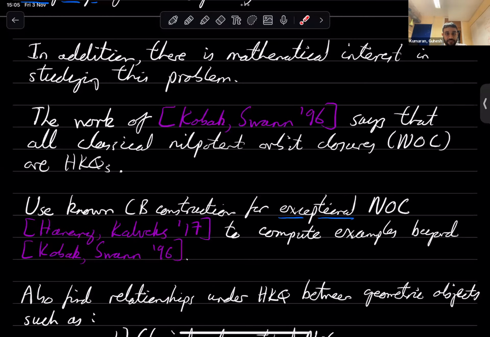In addition, there is some mathematical interest in studying this problem. There is this work of Kalveks and Swan, and what they say is that classical nilpotent orbit closures, which I'll abbreviate as NOC, are hyper-Kähler quotients. But we have known Coulomb branch constructions for exceptional nilpotent orbit closures as well, and we'll try and compute some examples beyond those in Kalveks and Swan.